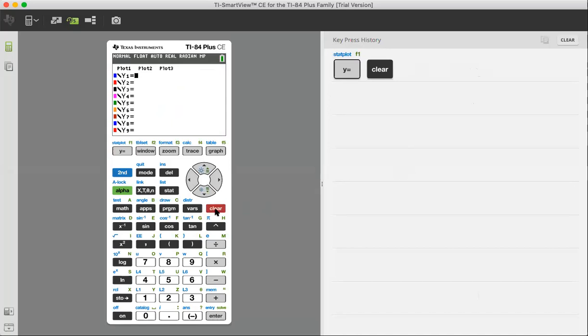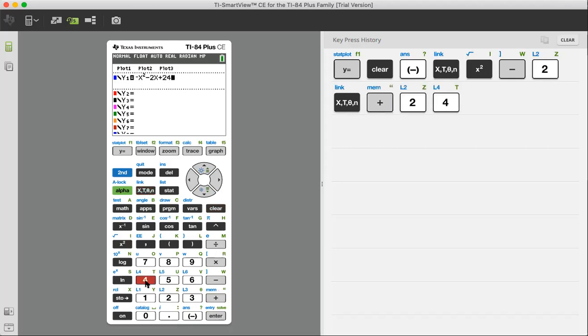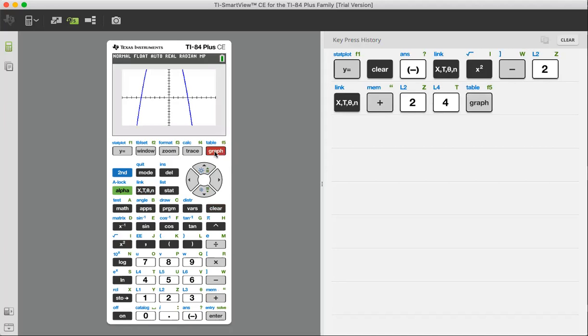And I'm going to go ahead and redo with you question number 15. So question 15 said negative x squared minus 2x plus 24. Remember your negative is down at the bottom, and your x is right here next to that green alpha. So when we go to graph it, we're going to push this graph button and it's going to show up in your calculator.